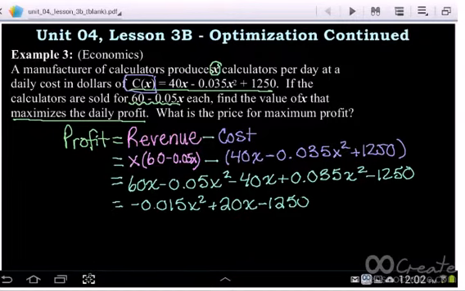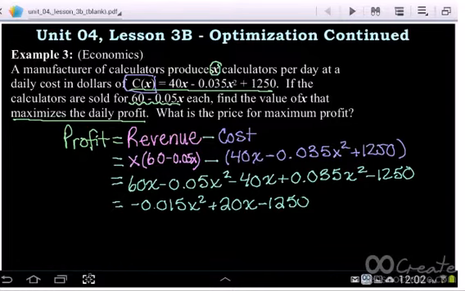The next thing we're going to do is figure out the value of x that maximizes the daily profit. If this was a previous grade before we learned how to do derivatives, we could answer this question. We would look at this as a parabola and try to figure out the coordinates of the vertex. The x coordinate of the vertex would tell us the number of calculators sold to give us the maximum profit, and the y value would give us the actual profit.